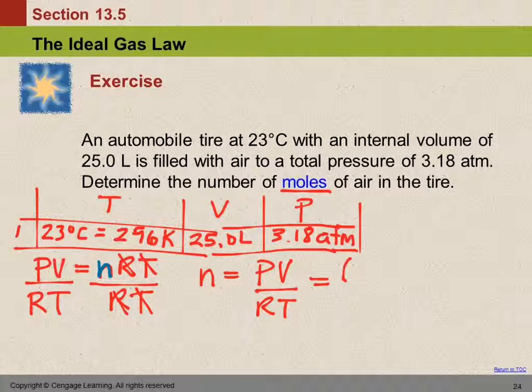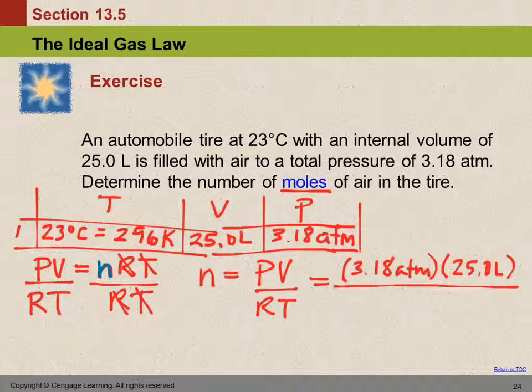So then we just put these in. Pressure, 3.18 atmospheres. Volume, 25.0 liters. R, 0.08206. I know it's a pain, but put those units in there. Liter atmospheres per mole Kelvin. It's all together. And then the temperature was 296 Kelvin.